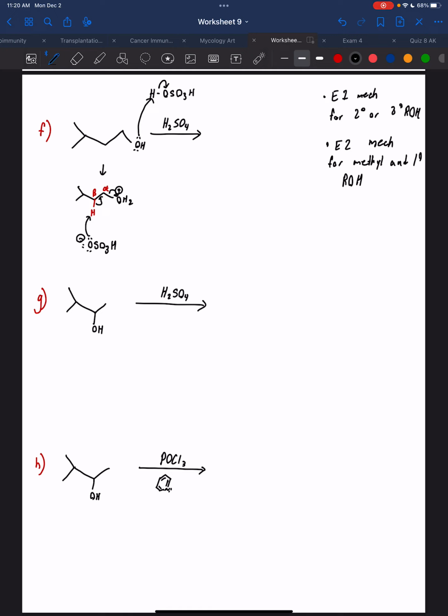I'm doing an E2 mechanism for the reason of my alcohol, the OG alcohol over here, it being primary. And so this was the E2 mechanism. That's why everything's happening at the same time. And again, the double bond is only going to form between the alpha and the beta carbons. And so you should just look like this. Perfect.